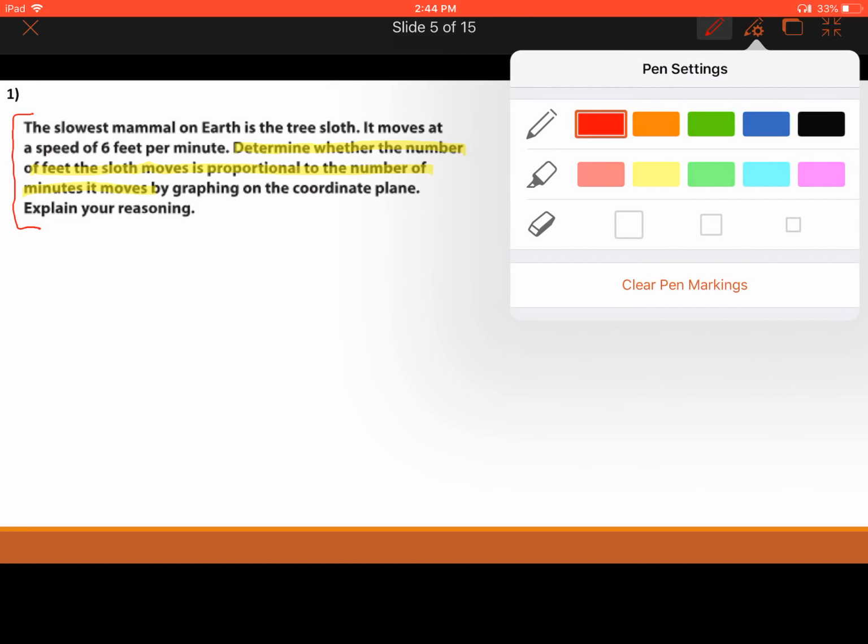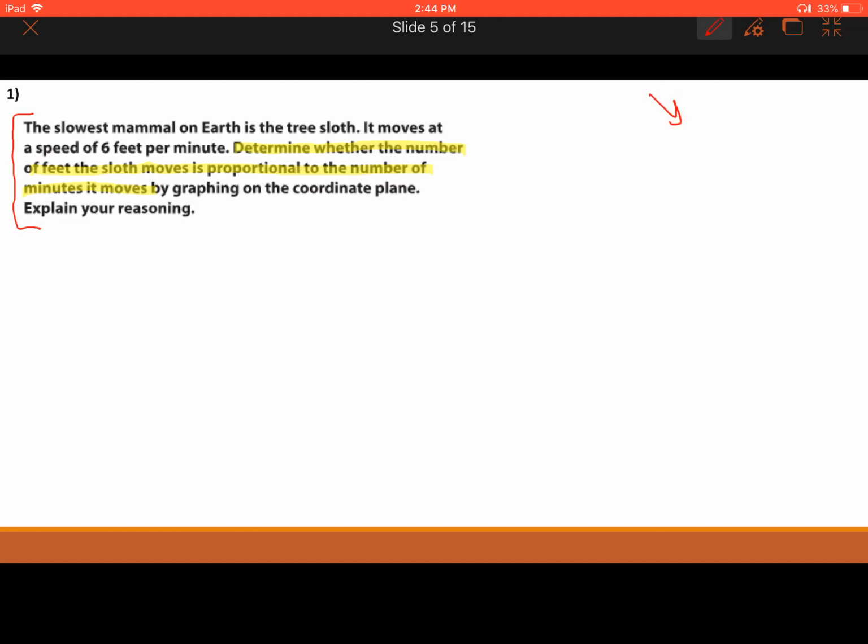All right, so going back to the concept of proportional, if quantities are proportional, they share the same unit rate. In this case, our unit rate would represent the number of feet the sloth moves. So I'm going to write feet. And we want to know if that's proportional to the number of minutes, so I'm going to write minutes in the denominator. In other words, does this sloth travel the same number of feet every minute?